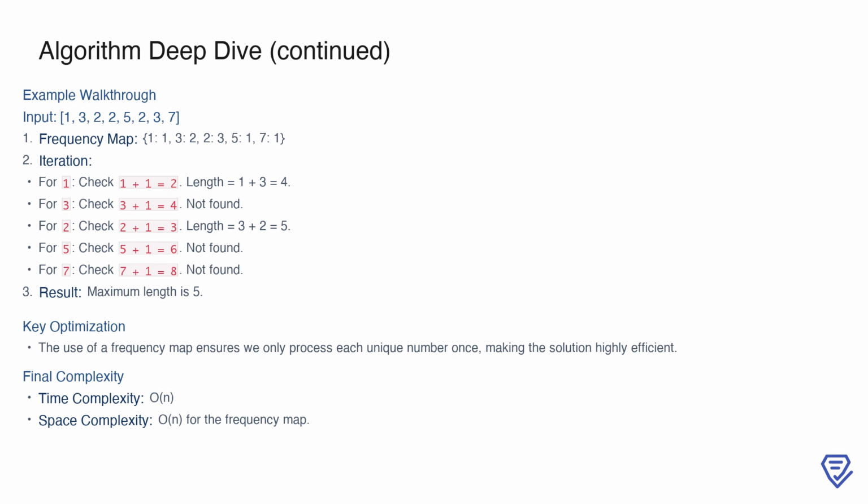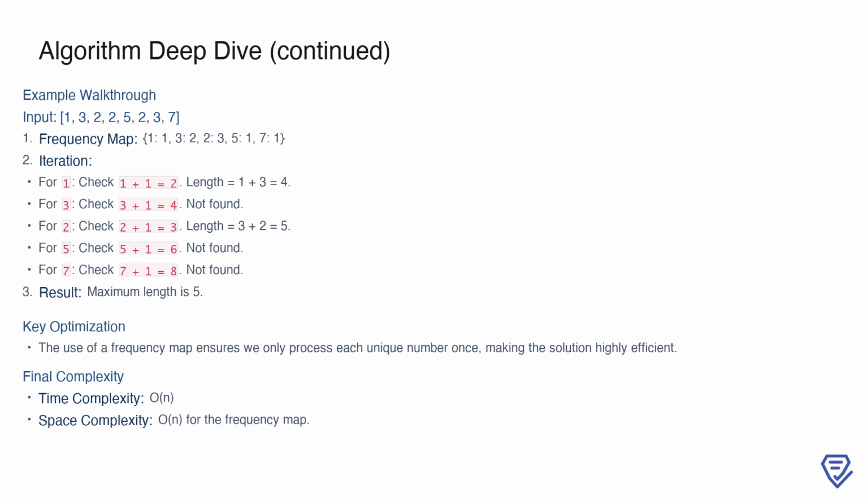For 5, we check if 5 plus 1 equals 6 exists. It does not. Finally, for 7, we check if 7 plus 1 equals 8 exists. It does not. The maximum length encountered during this process is 5. This example highlights how the frequency map allows us to efficiently calculate the length of harmonious subsequences without unnecessary computations.